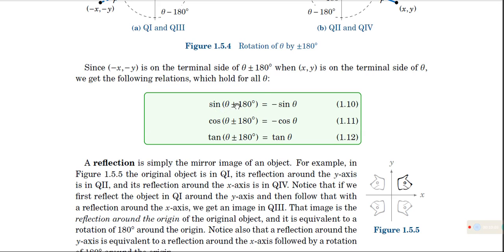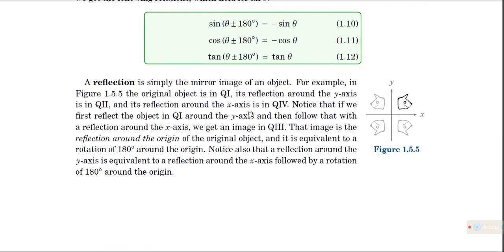So sine of theta plus or minus 180 degrees is equal to negative sine theta. So they only change sign. For cosine, we have negative cosine theta. And for tangent, it will be as it is.